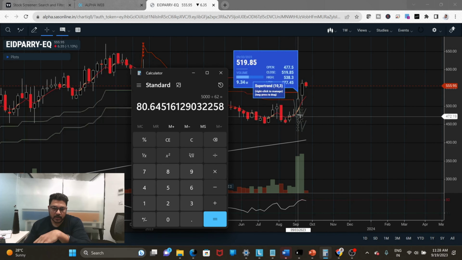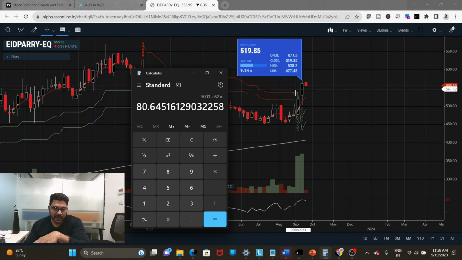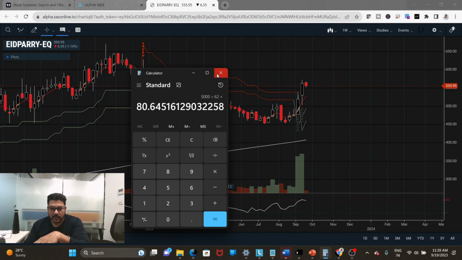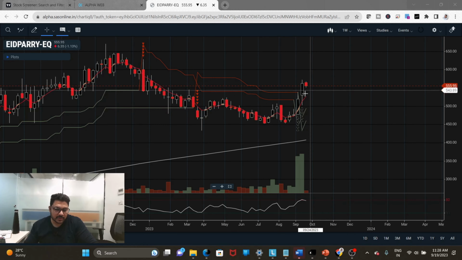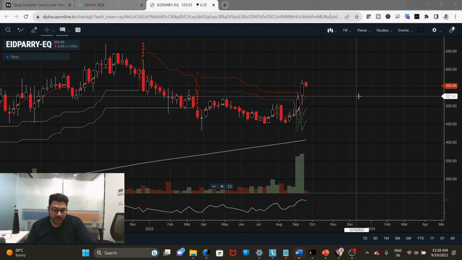80 shares you buy, hold it for weeks. This is a weekly candle, so hold it for weeks and go along with the super trend. This is a two super trend crossover strategy. So this is very good, and you will not lose much of your money in the long run. The volume is also satisfying.